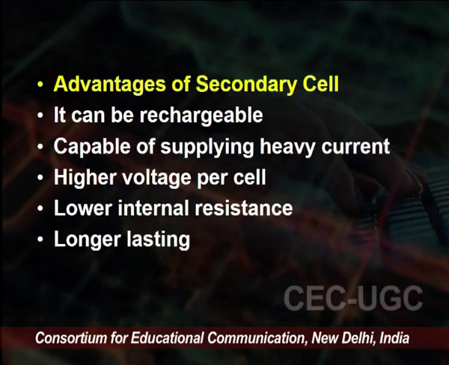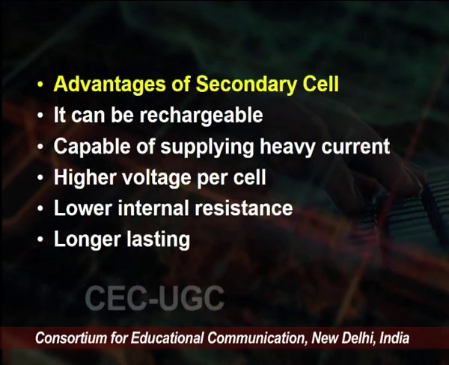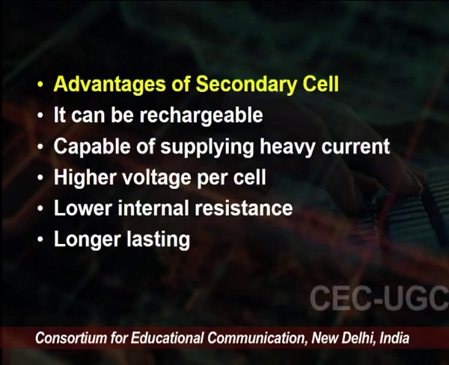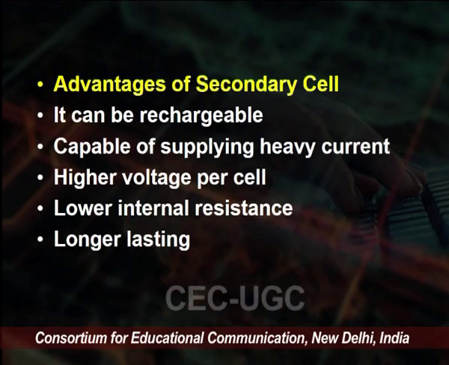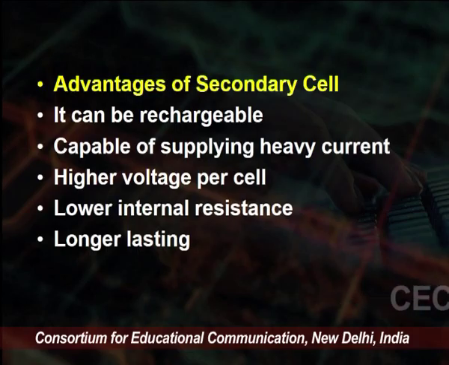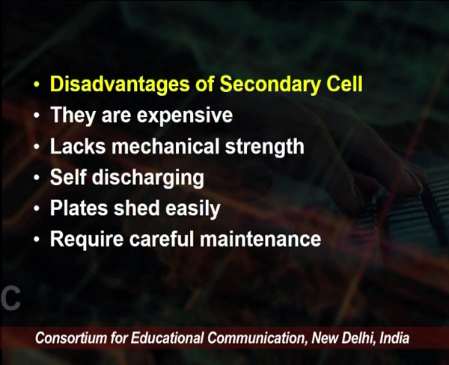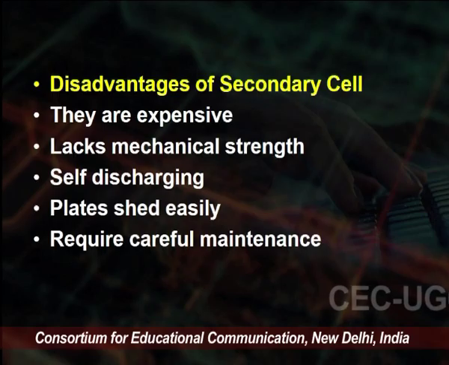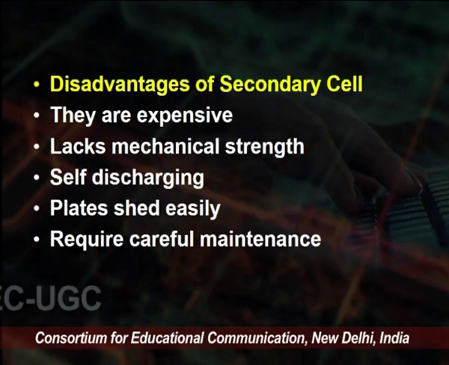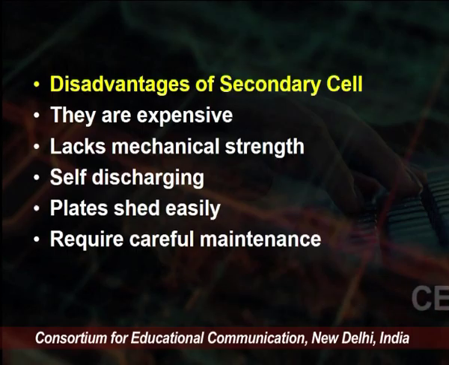Now, what are the advantages of the secondary cell? It is rechargeable, that is the main advantage of this cell, and it is capable of supplying heavy current, and that will be used in many places. Moreover, they have high voltage per cell, lower internal resistance, and are longer lasting, because we can reuse it again and again. Now, what are the disadvantages of this cell? They are very expensive, they have lax mechanical strength, self discharge, and the plates shed easily, requiring careful maintenance. Moreover, there is also a requirement of replacement of the electrode whenever it is destroyed. So, there are some disadvantages of the secondary cell.